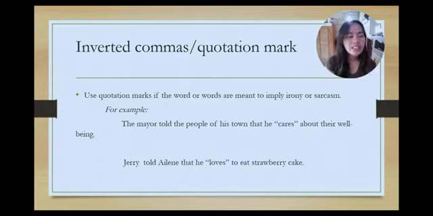And then the next example is, Jerry told Eileen that he "loves" to eat strawberry cake. So loves means that Jerry doesn't like or love to eat strawberry cake because it implies irony or sarcasm. When you quote, you put quotation marks on a word.